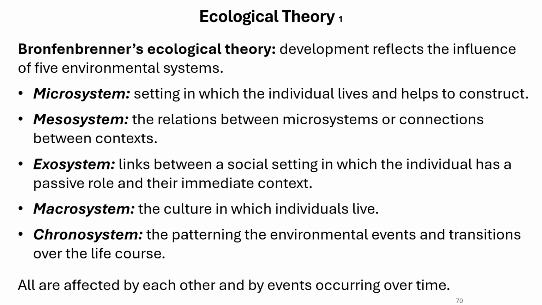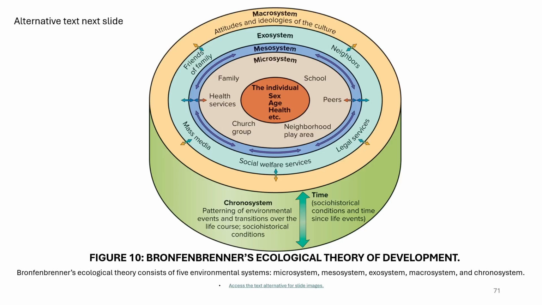Then there's a macrosystem, which is the culture in which an individual lives. And then the chronosystem, which is the patterning of environmental events and transitions over the life course of a person. And all of these are affected by each other and by events that are occurring over time. So then the next level out, we see family, health services, neighborhood play areas, peers, school. Then the next one out, we see neighbors, social welfare, mass media, friends of family, right? So extended out. And then the macrosystem is attitudes and ideologies of the culture that person's living in.